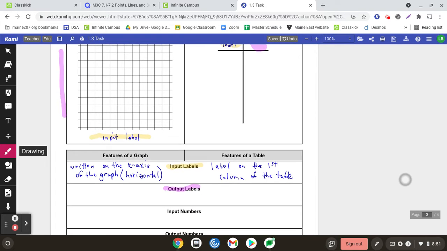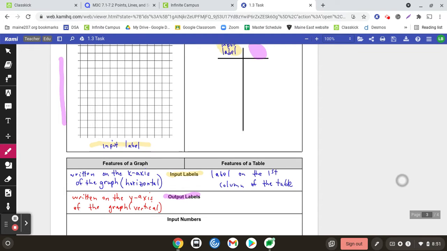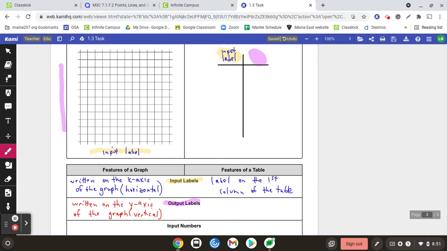So we are going to say output labels are written on the y-axis of the graph, and that is the vertical axis, for those of you who like that terminology. And the output label of a table is the label on the second column of the table.